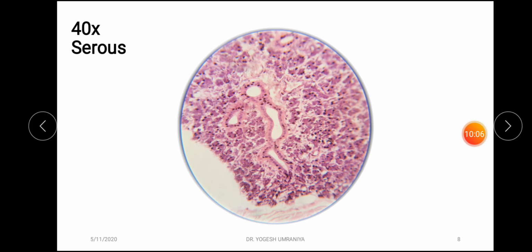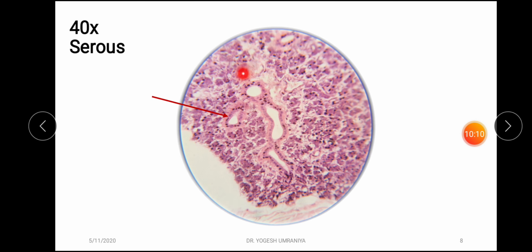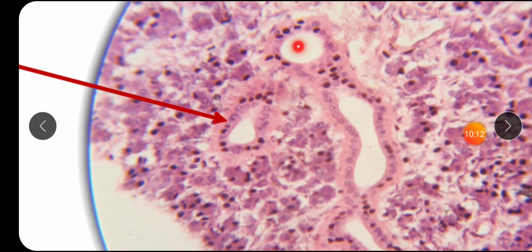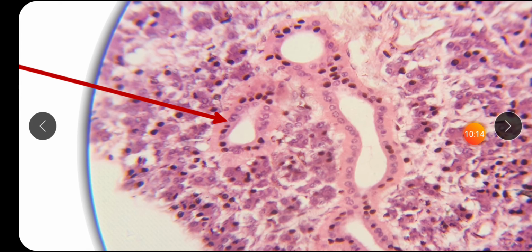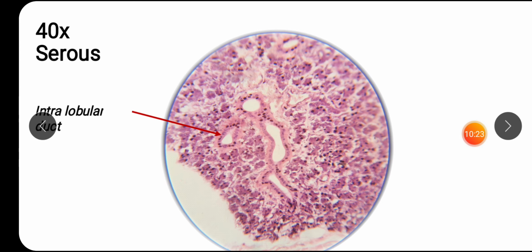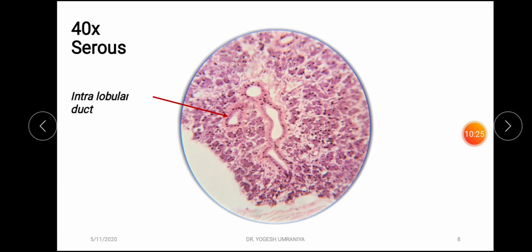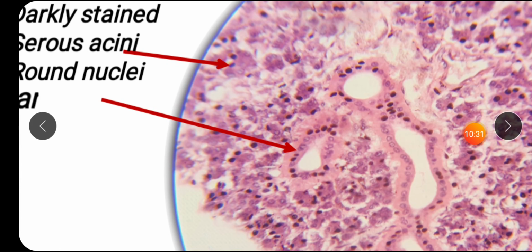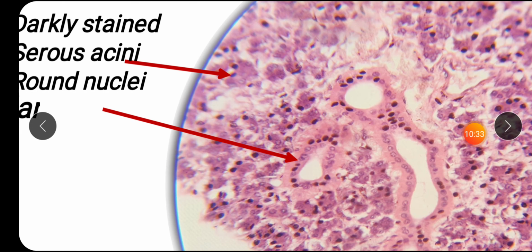Again the image under the 40x, you can see this structure with bright pink staining as well as the nuclei towards the luminal aspect. So this is of the striated duct, intralobular duct. This is the darkly stained serous acini with the round nuclei.